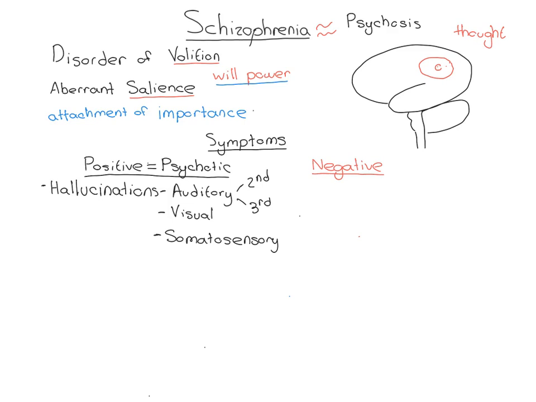So in second-person auditory hallucinations, it takes the form of commands, if you like. Someone is saying, you do this, you do that, you now go and do this. It's in the second person, it's a direction, it's you.